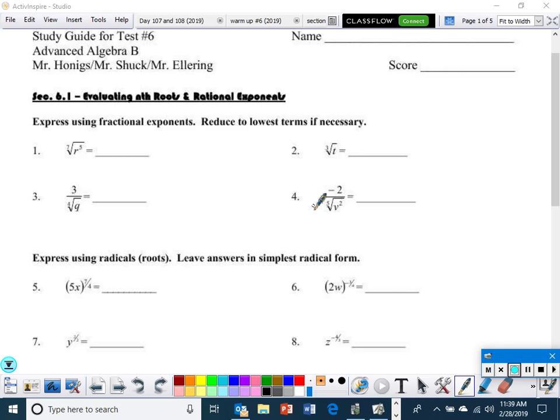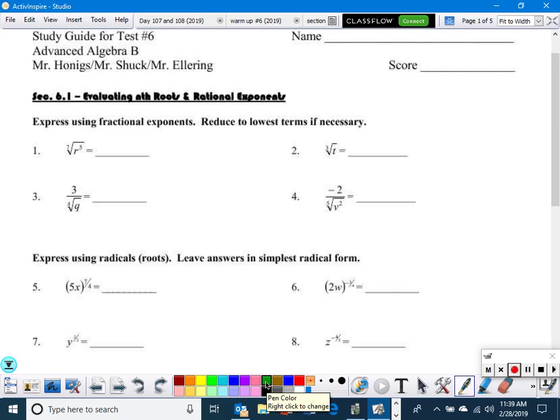Let's go over the study guide for advanced algebra, chapter 6. All right, let us begin. Here we go. Section 6.1, evaluating nth roots and rational exponents. Express using fractional exponents, reduced to lowest terms if necessary.